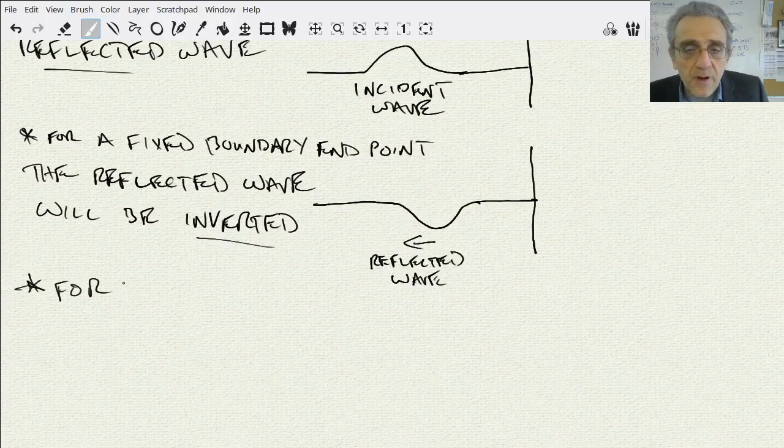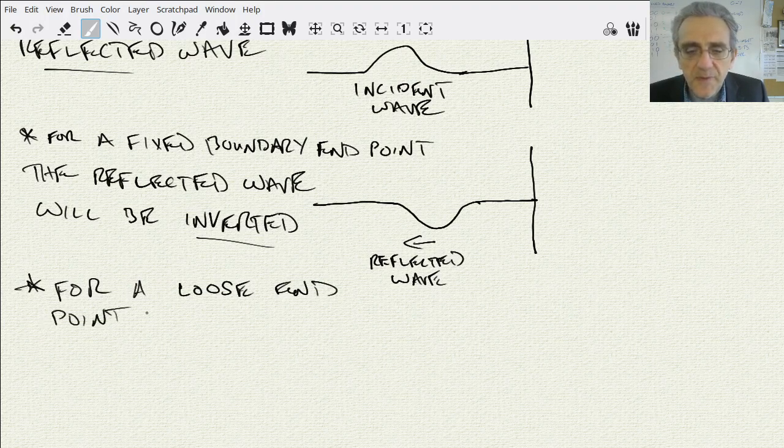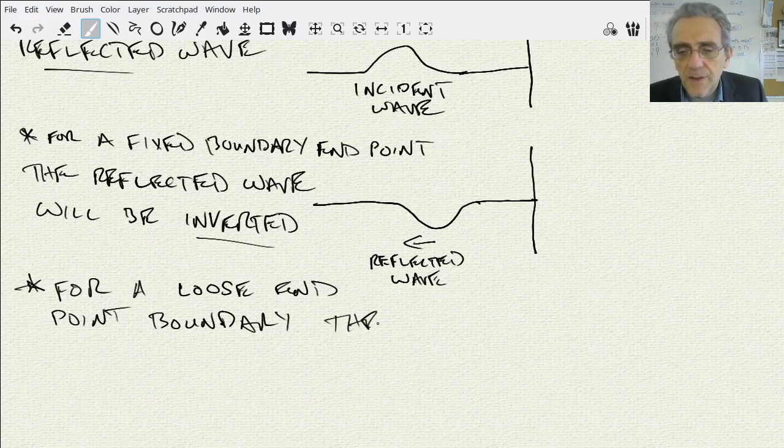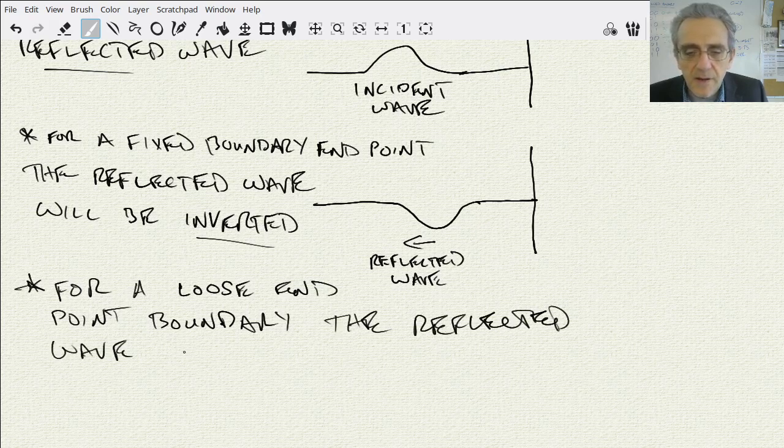We'll say for a not fixed end, or for an open end. I think a better word would be for a loose end point boundary. The reflected wave is upright.